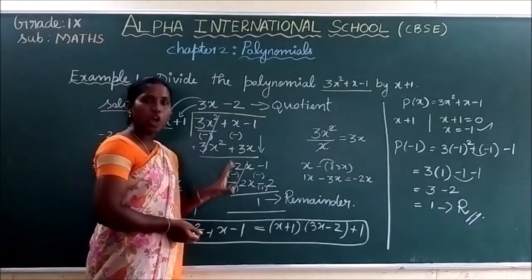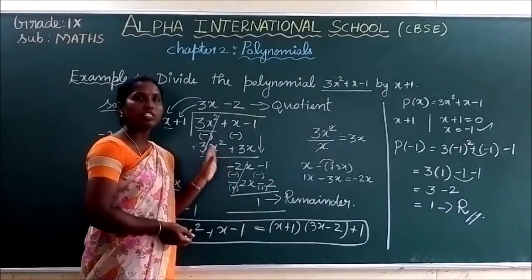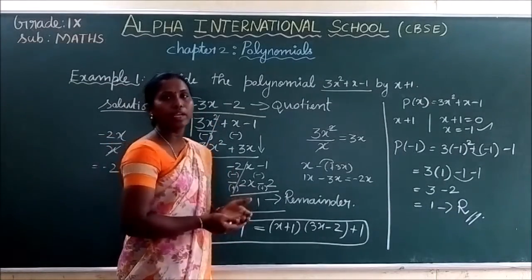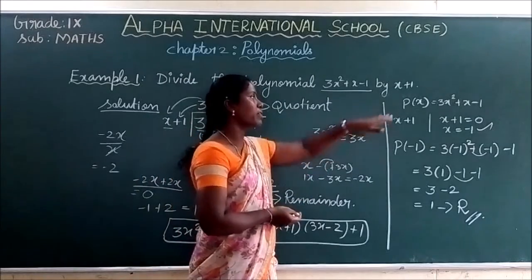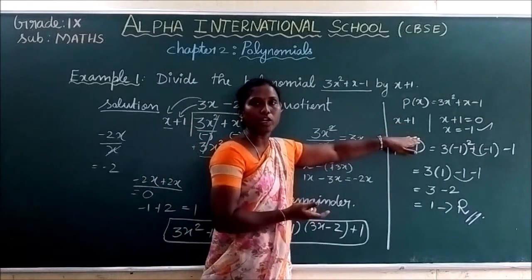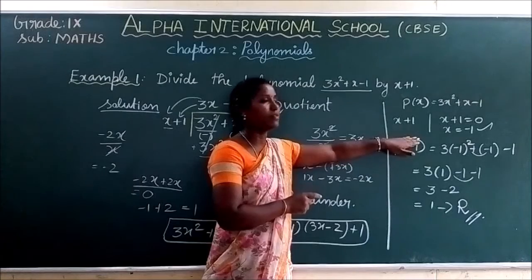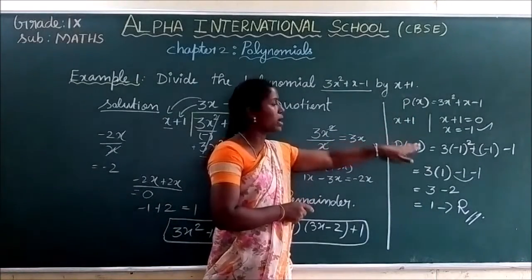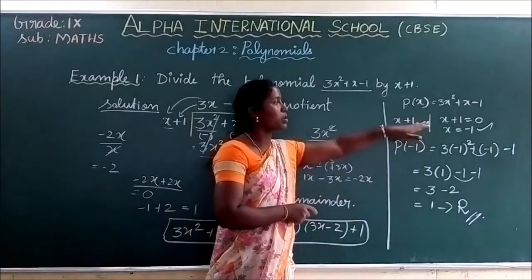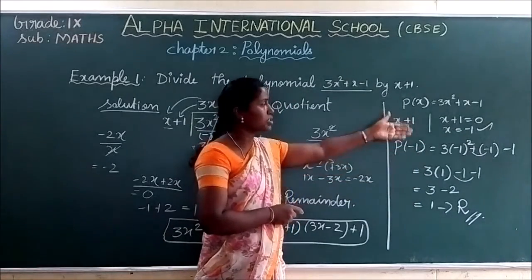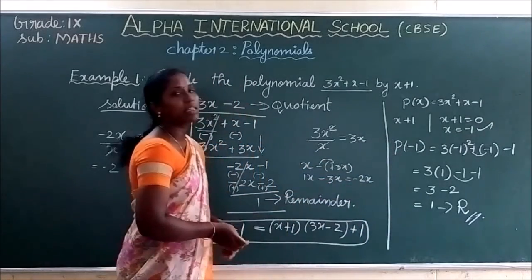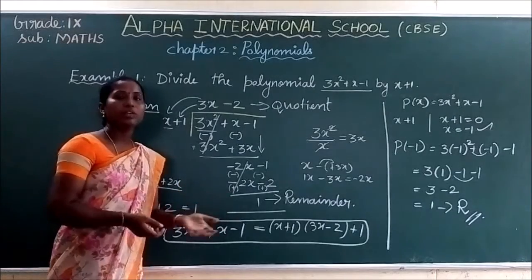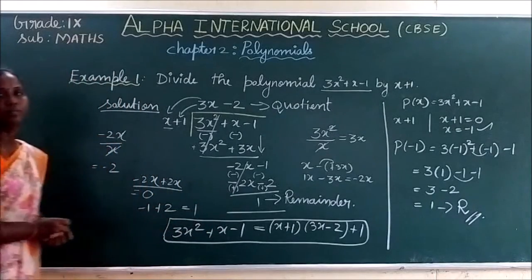But using the long division method, you have to use long division only to find the quotient and remainder. If you simply want to find the remainder when dividing a polynomial by a linear polynomial, you can use this method also. Just find the zero of the linear polynomial, substitute the variable, and the value you get is called the remainder of the polynomial. Okay. So next we will see another example also.